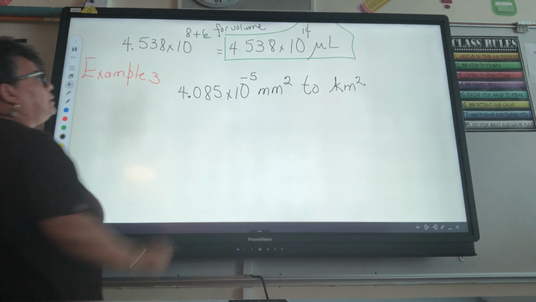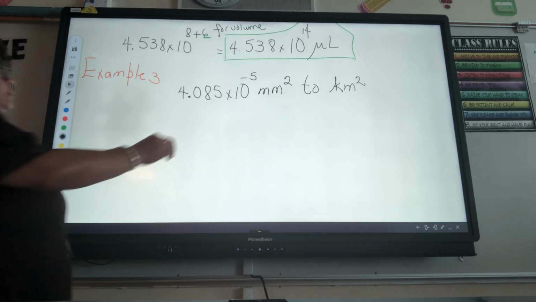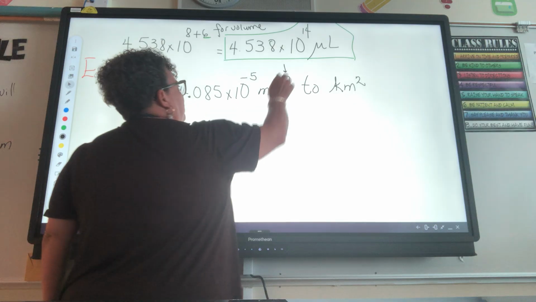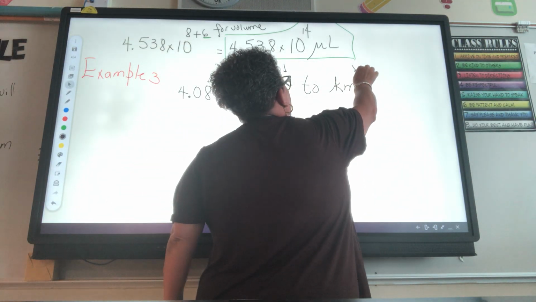4.085 times 10 to the negative 5. M to the second power. M stands for what? Millimeter. I'm going to forget about the 2. I'm not going to pay attention to the 2.